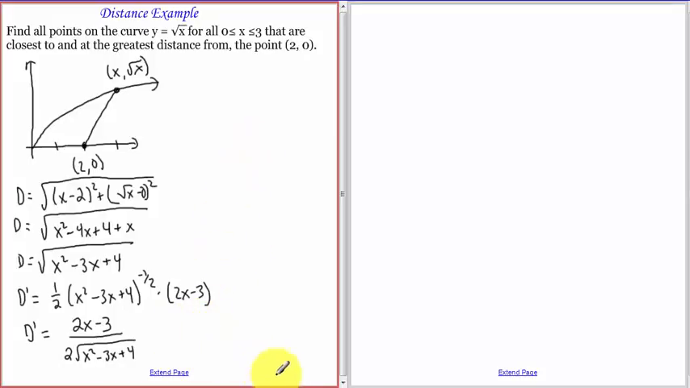Okay, so set that derivative equal to 0. And I get 2x minus 3 is equal to 0, so x is equal to 3/2. Now I also need to see when that derivative is undefined. So you want to look and see, can this quadratic function, and there should be a plus there, ever equal 0?